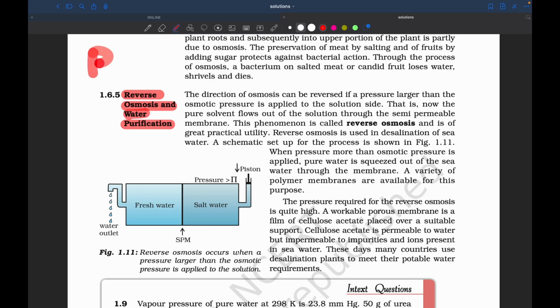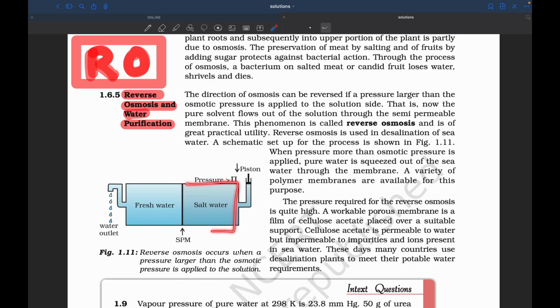And in all our homes, we have RO plants, the water purifier. We know the word RO. RO means reverse osmosis. So here is the experiment. You have got the salt water here and the fresh water here. The salt water and fresh water are separated by a semi-permeable membrane. And here the salt water is connected to a small piston.